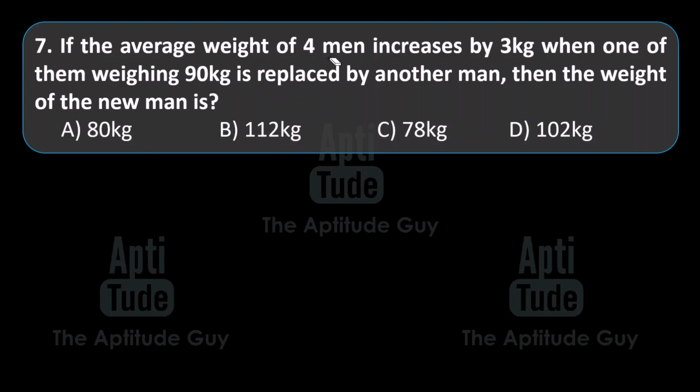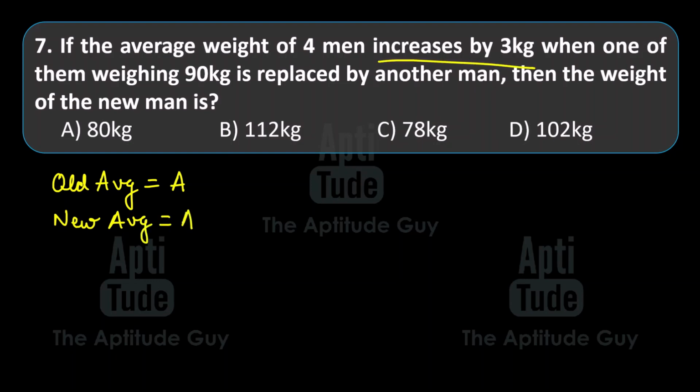If the average weight of 4 men increases by 3 kgs when one of them weighing 90 kgs is replaced by another man, then the weight of the new man is how much? Okay, so here there are two things which are unknown. The old average is unknown. We do not know the old average. Let it be A. So if the old average is A, what is the new average? It increases by 3 kgs. So the new average is A plus 3. Now, in replacement questions, there are two kinds of people. There is the old person and then there is the new person.